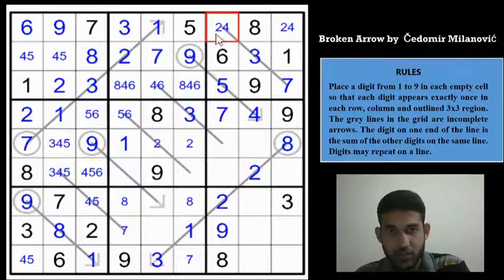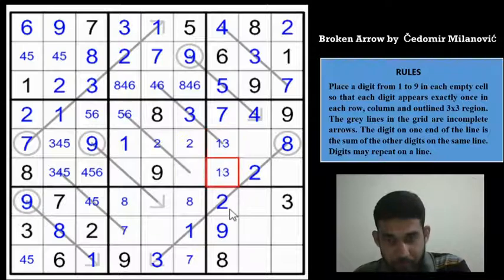This can't be a 2. So this is a 4, this is a 2. And these two cells must be 1 and 3. And these two cells must be 5 and 6.